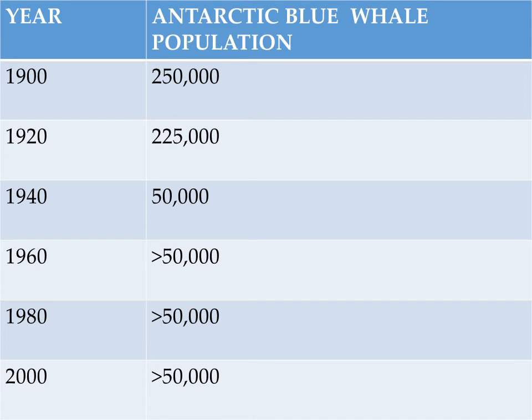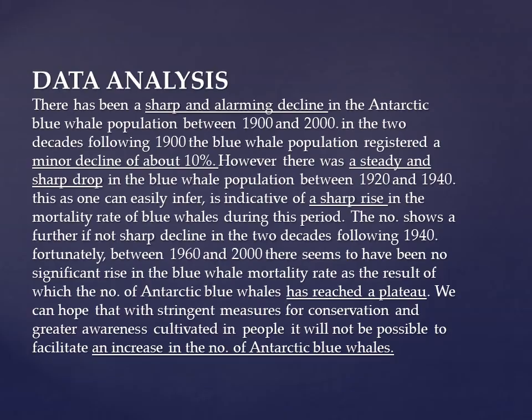There has been a sharp and alarming decline. Yes students, we have used the words sharp and alarming decline in the Antarctic blue whale population between 1900 and 2000. Now let's interpret the data with the help of the vocab which is given. There has been a sharp and alarming decline in the Antarctic blue whale population between 1900 and 2000. So here we can see the words we have used, and in the 2 decades following 1900, the blue whale population registered a minor decline of about 10%.